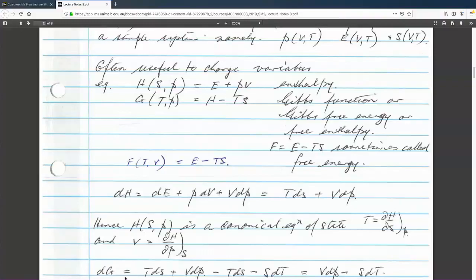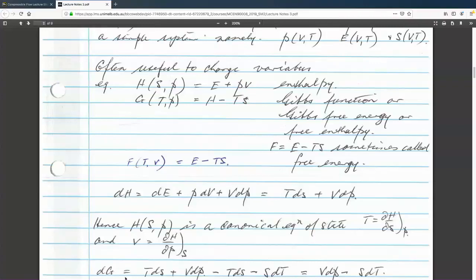Caloric equation of state, thermal equation of state, I can get them all from one function, H of S and P. And that is called a canonical equation of state. The same is true for the Gibbs function. The Gibbs function is defined to be H minus TS.